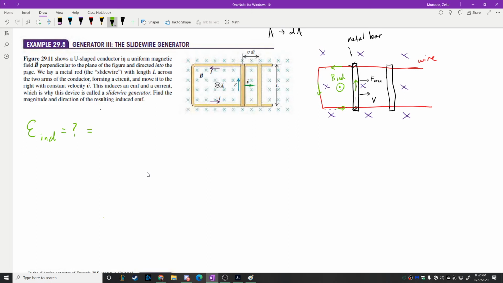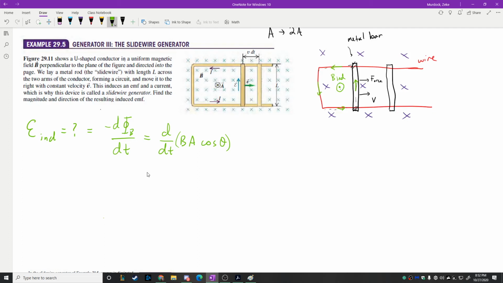All right, we're going to use Faraday's Law. Faraday's Law says we're going to just look at the time rate of change of the flux. In this case, there's only one loop here. That means we need to take the time derivative of B times A times the cosine of the angle between B and A. Okay, what's A?